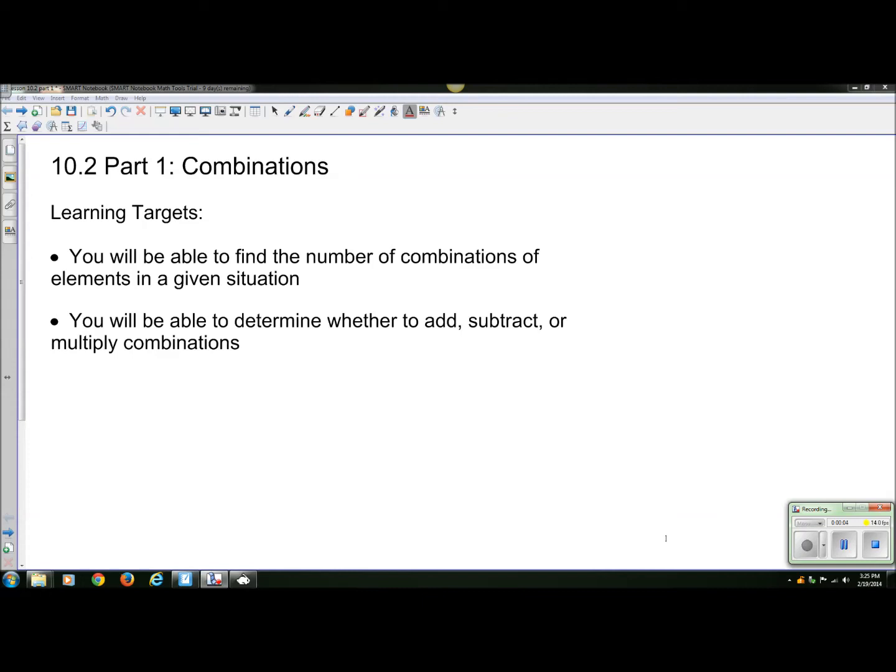Welcome to 10.2 Part 1, Combinations. In this lesson, you will learn to find the number of combinations of elements from a given situation. You will also be able to determine whether to add, subtract, or multiply combinations by the end of this lesson.